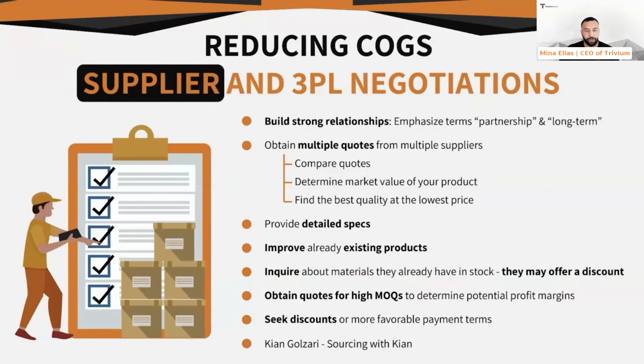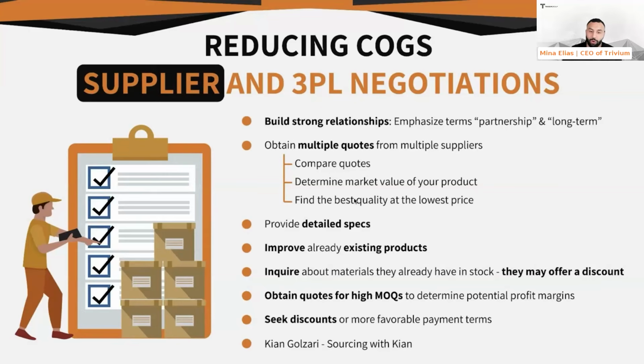Second thing to get better COGS, get multiple quotes from different suppliers and compare them. Some people will come to me and say, Mina, I got quoted for an electrolyte supplement for $6. Is that good? And I'm like, dude, I don't know. I don't know if it's good or bad, but what I can tell you is what I paid for mine, right? What you need to do is take your formula and get quotes from different places, and then see, okay, what is everyone telling me? Am I in a good range? And then you want to find the best quality at the lowest price.